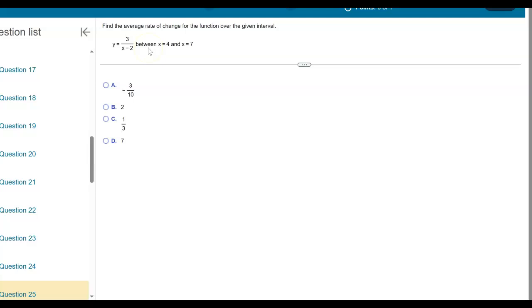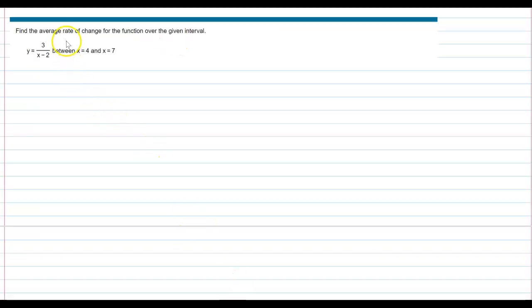Okay, so now let's consider the following question. Find the average rate of change for the function over the given interval. You have the function y equal to 3 over x minus 2 when x equals 4 and x equals 7. Now, when you say average rate, what does that mean? Average rate is just like the slope. Okay, so that's just the slope.